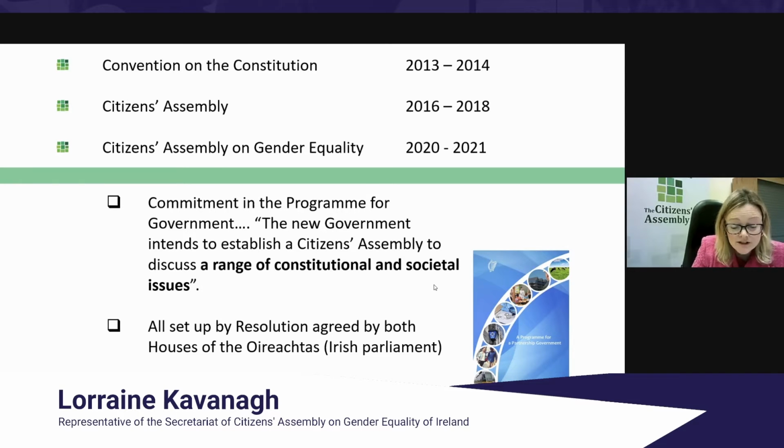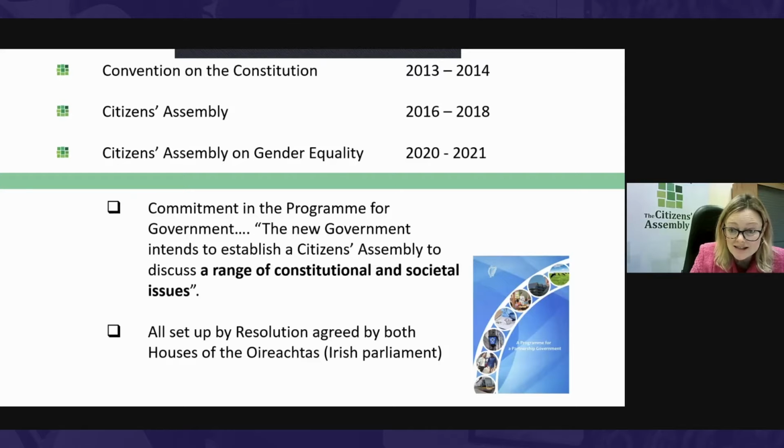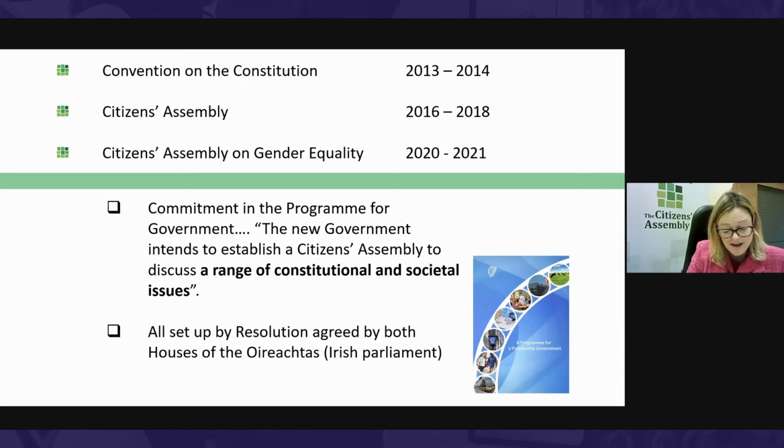For both the convention and the first Citizens Assembly, there was a commitment made in the government of the day's programme for government. For example, in 2016, before the Citizens Assembly, the programme for a partnership government committed to the establishment of a Citizens Assembly to discuss a range of constitutional and societal issues. So there was a recognition by government of the value of deliberative democracy as a way of getting citizens' views on complex issues affecting Irish society. All 3 initiatives were established by way of a resolution agreed by both houses of the Oireachtas. You'll hear me refer frequently to the Oireachtas, which is the Irish Parliament. It's made up of a lower and an upper house called the Dáil and the Seanad. So all 3 resolutions were passed by the Oireachtas, and there was general support for the initiative across the political parties.